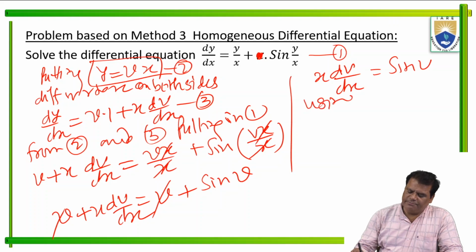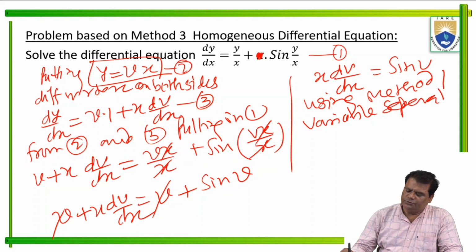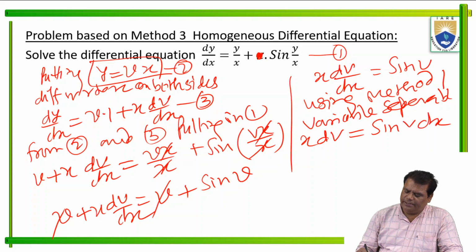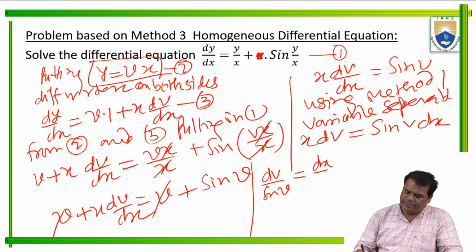Using the variable separable method, here the variables are separable. So x dv is equal to sine v dx. So now dv upon sine v is equal to dx upon x. So this is cosec v dv equal to dx upon x.